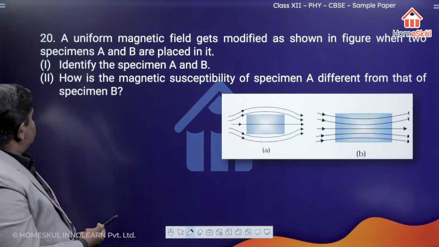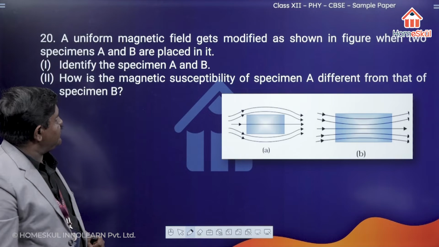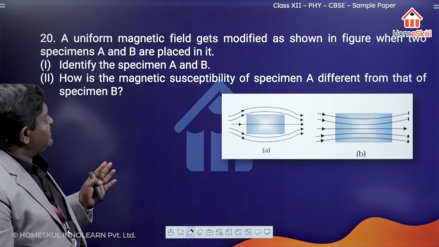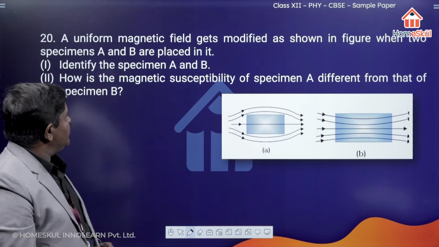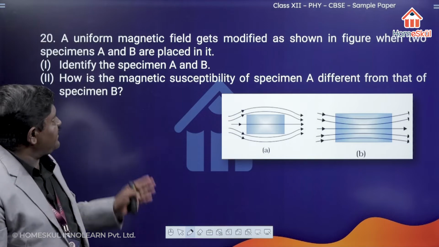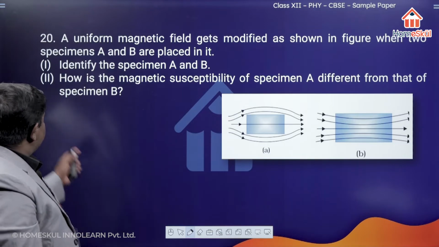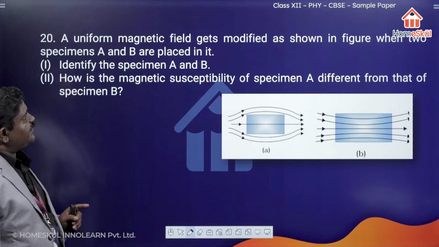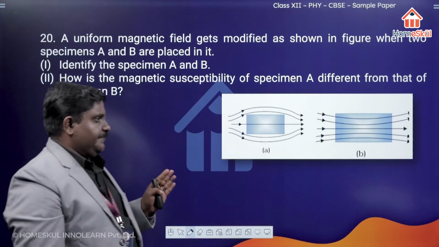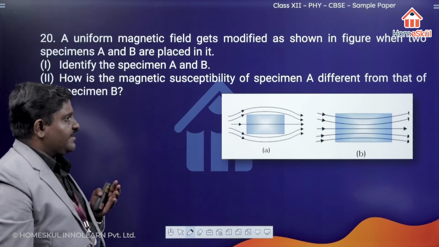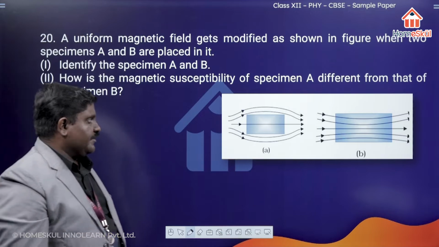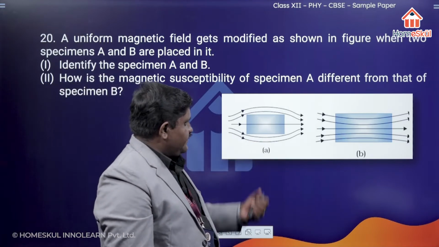So we are moving on to the next one. Question number 20. A uniform magnetic field gets modified as shown in the figure when two specimens A and B are placed in it. The first question: identify the specimen A and B. We have to find out what is A and what is B. From the figure itself, it is clear.